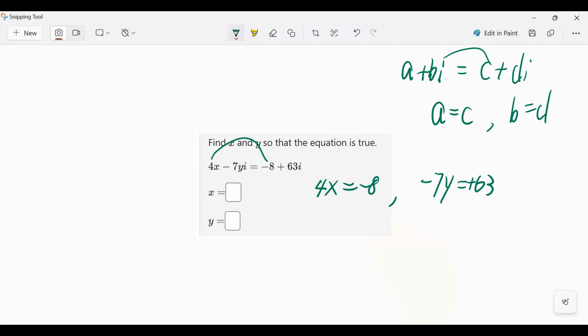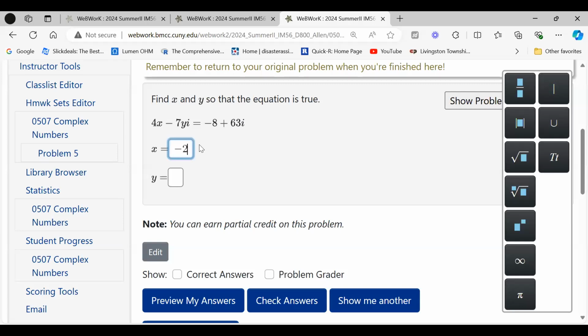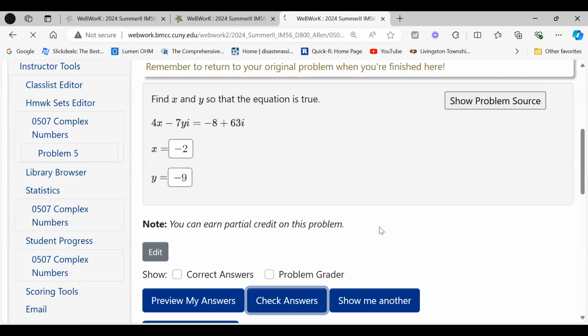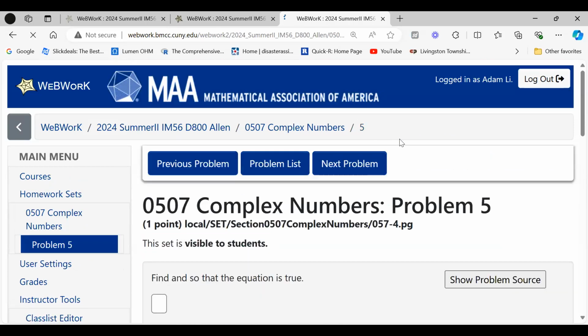That's okay. And I will divide the first one, divide 4 from both sides, x equals -2. And for this one, you divide -7 from both sides. y equals plus minus 63 by 7, which is 9. So x is -2, and y is 9. So that's the answer. Yeah, any question?